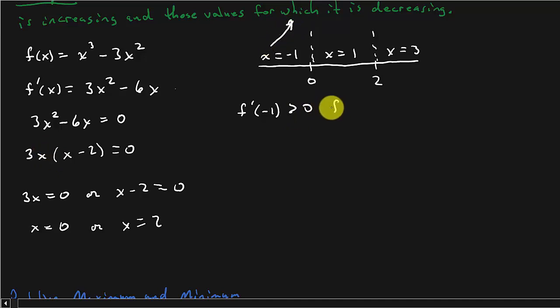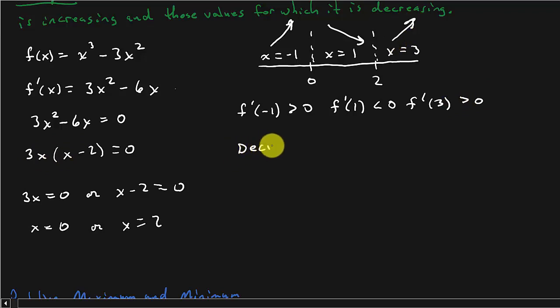And then if I do the same thing, f prime of 1, well, that's positive, because 3 times 1 is positive 3. And then 1 minus 2 is a negative, so I've got a positive times a negative, which is negative, so that's less than 0, so that's decreasing. And then if I do f prime of 3, so I plug the 3 in, that's positive here, positive here. Positive times a positive is positive, and so that means it's increasing.